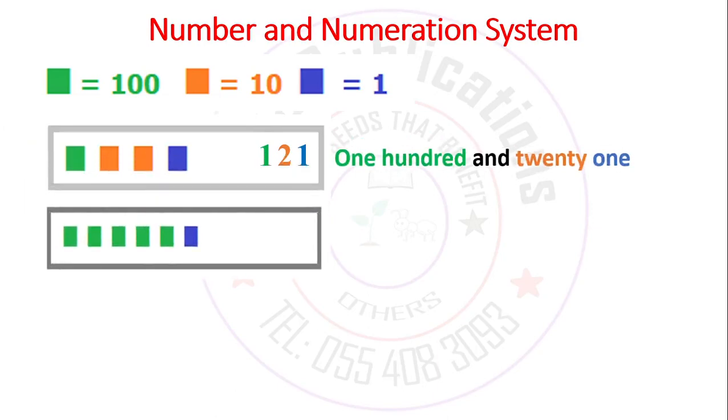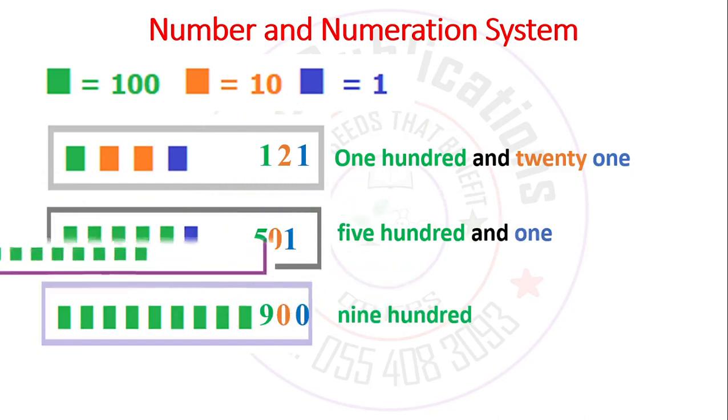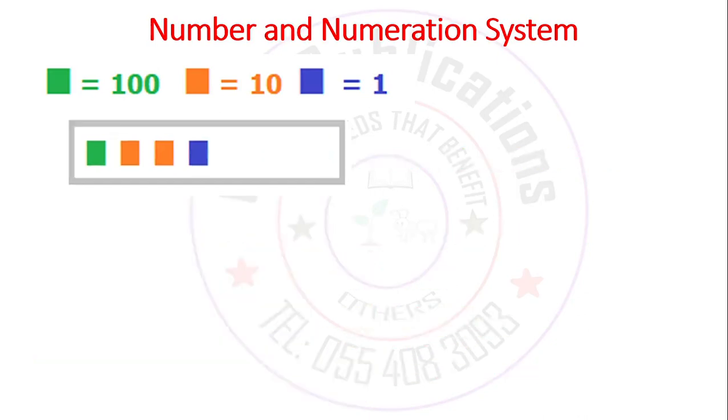This 1, 2. How many groups of 10 do we have here? We have 5. And how many groups of 1 do we have here? 1. So 100 and 501. Alright. It's just here for revision purpose, for revision purpose that we had 1000.